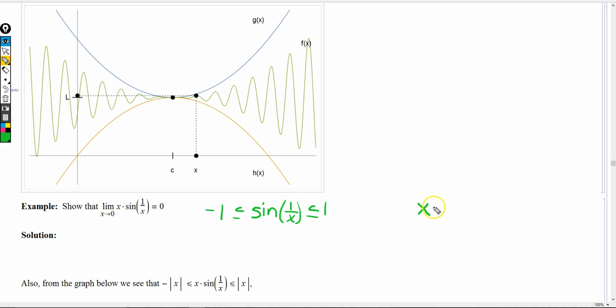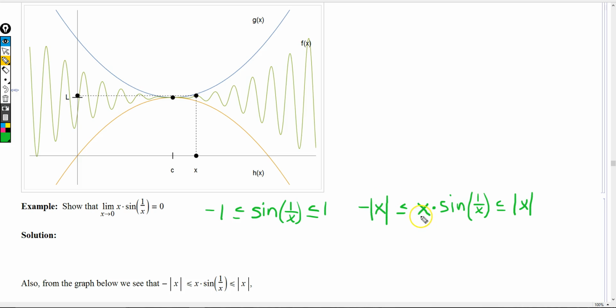Alright. Now, if I take a number x and I multiply it by the sine of 1 over x, which is between negative 1 and 1, then certainly x times the sine of 1 over x is going to be less than or equal to the absolute value of x, because sine is between -1 and 1, and it's also going to be bigger than or equal to negative absolute value x.